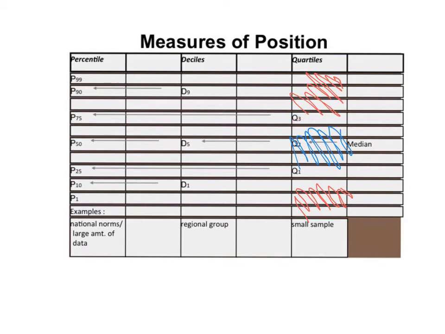And I think my favorite one here is the median, which we learned in measures of central tendency, is that middle score is the same thing as quartile 2, the same thing as decile 5, and the same thing as percentile 50.